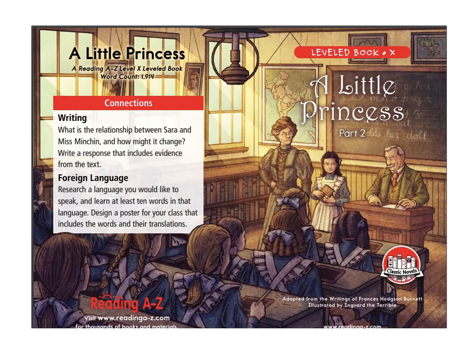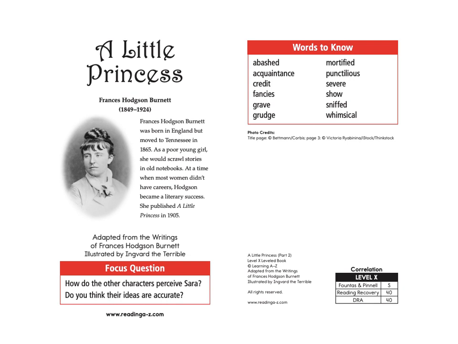Let's read this week's story. It's A Little Princess Part 2. So this is a continuation on from last week's story. We read Part 1. This is Part 2, and it is a level X. Words to know: abashed, acquaintance, credit, fancies, grave, grudge, mortified, punctilious, severe, show, sniffed, whimsical. Focus question. How do the other characters perceive Sarah? Do you think their ideas are accurate? So if you are able to answer these questions at the end, you paid attention.